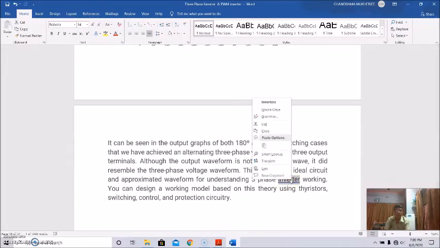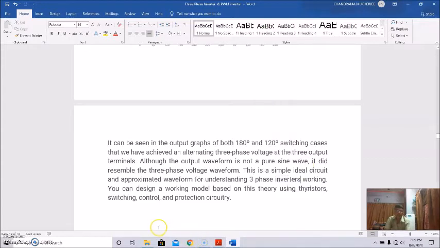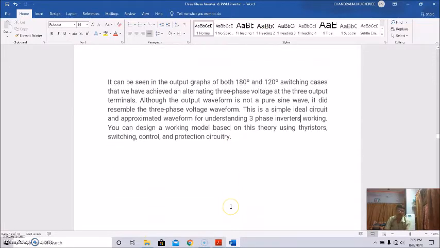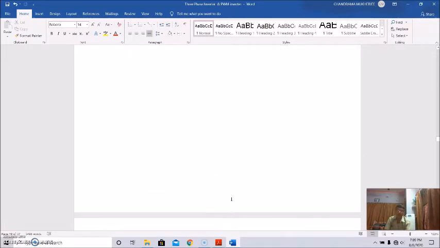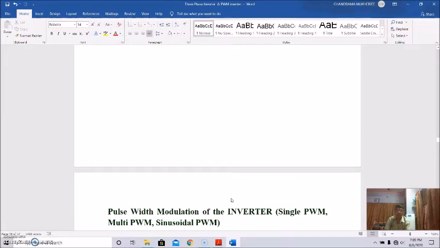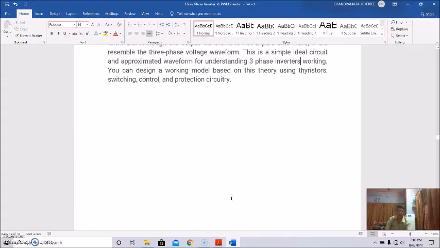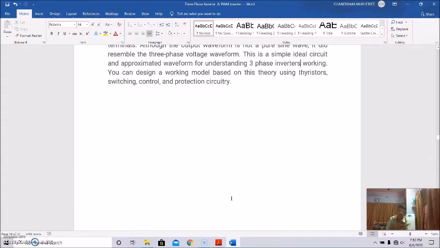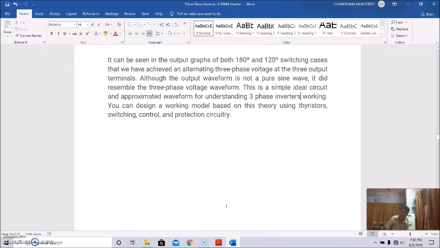This is actually how three-phase inverters work. And you can design a working model based on this theory using resistor switching, control and protection circuitry. So that's all about our discussion on the three-phase inverter.